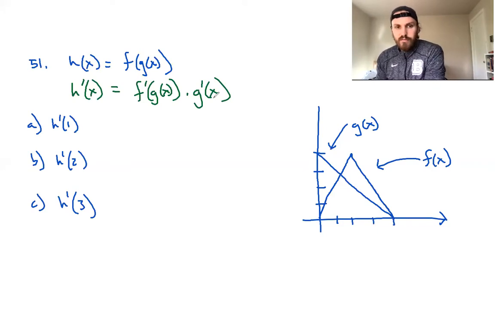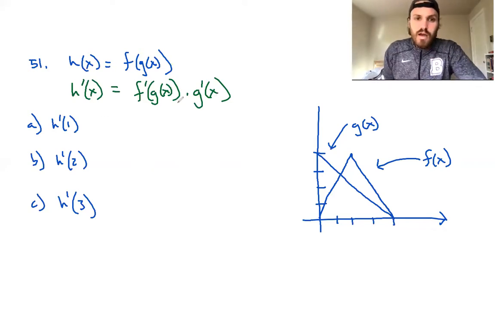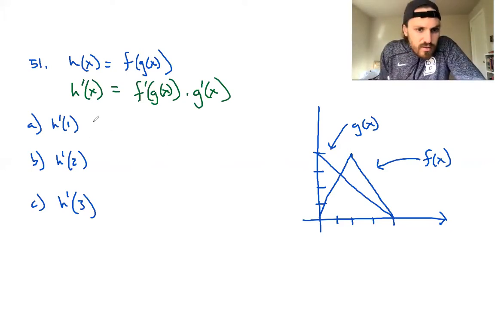We take the derivative of the outer function with respect to the inner function, then multiply by the derivative of the inner function with respect to x, and repeat more times if we have more composite functions. So this should be f prime of g of 1 times g prime of 1.